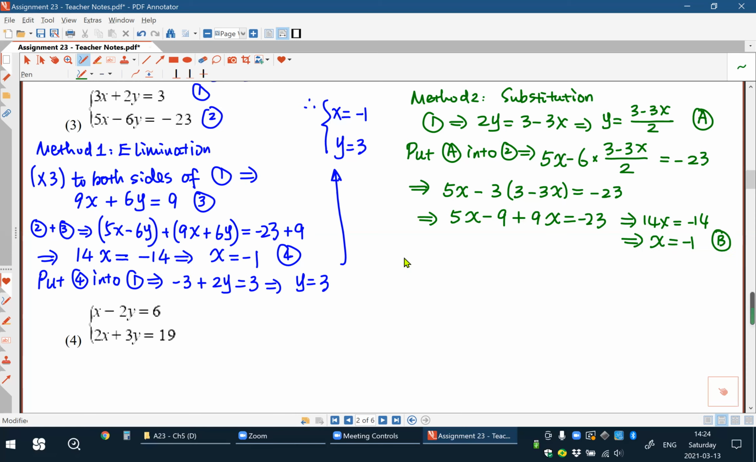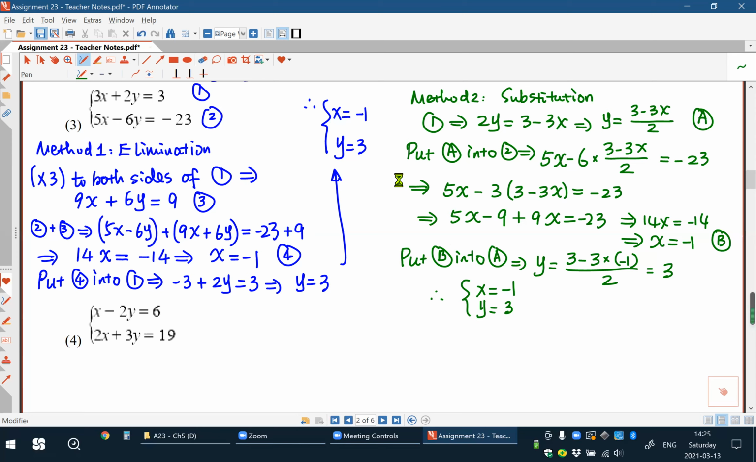So let's call this B. Then we can put B into A, right? And then you will get y equals 3 minus 3 times x. X is minus 1 over 2, which is 3, right? Okay, so now we can make the conclusion. X is minus 1, y is 3. This is the final solution. Okay, do you have any questions? No? Okay, let's see the next one.